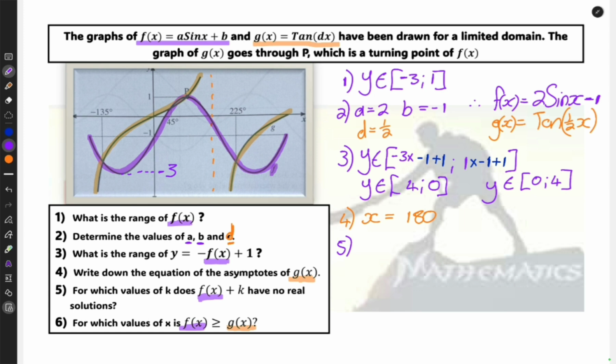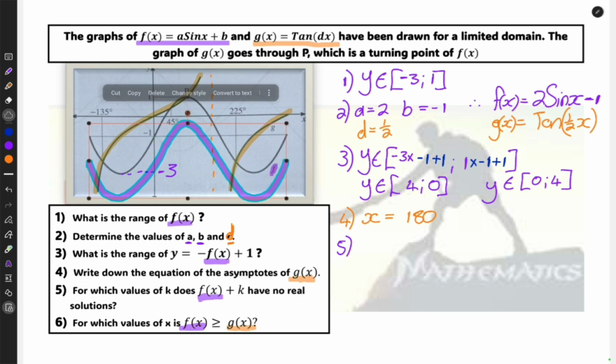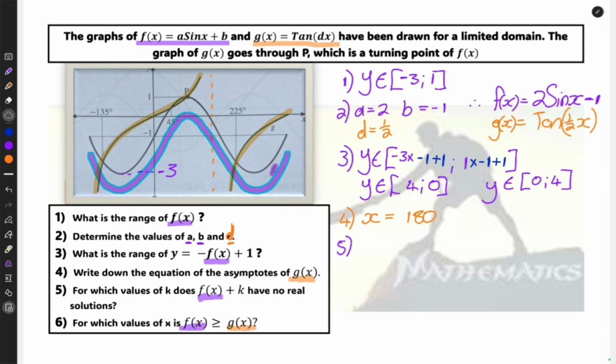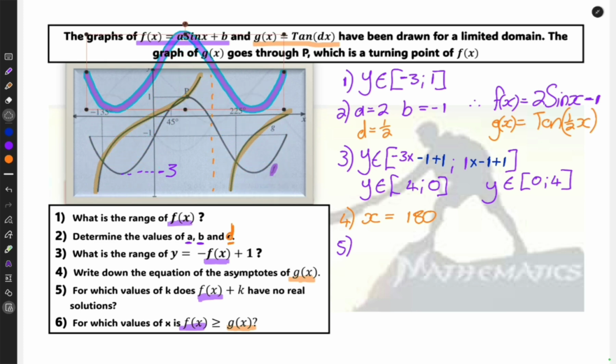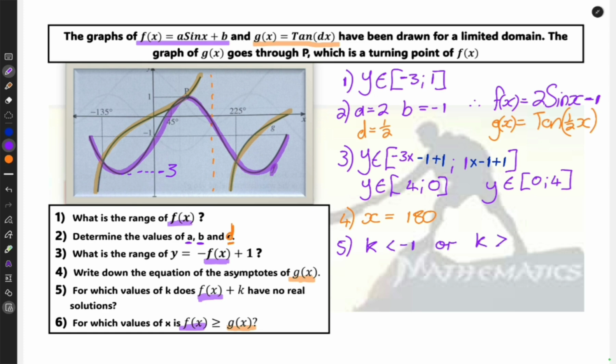Now they are asking me, how can I move this graph up or down so that it doesn't have x-intercepts? So let me try and show you guys something. I can then move the graph down just by more than minus 1. Then it doesn't have x-intercepts. Or I can move it up more than 3 units, and then it won't have x-intercepts. So now I must just write that in mathematical terms. So to answer this question, I will say k must be smaller than minus 1, or k must be greater than 3, because I wanted to move down further than 1, or up more than 3.